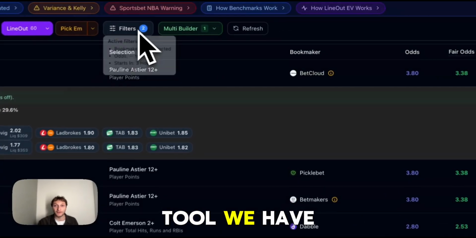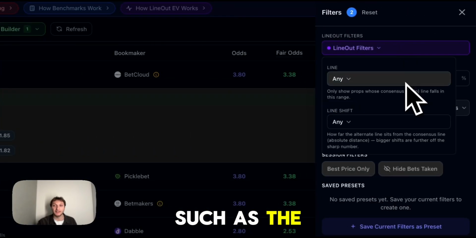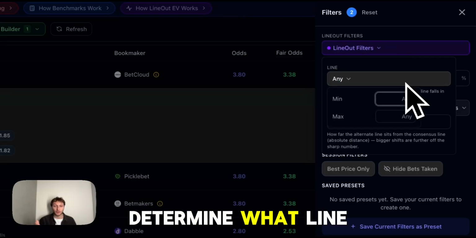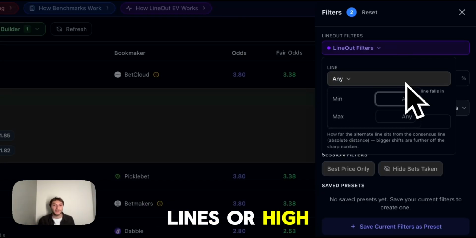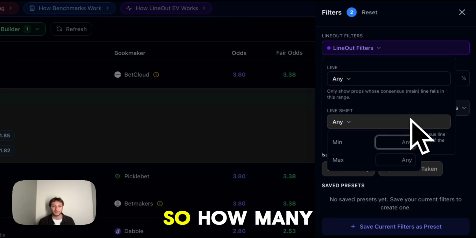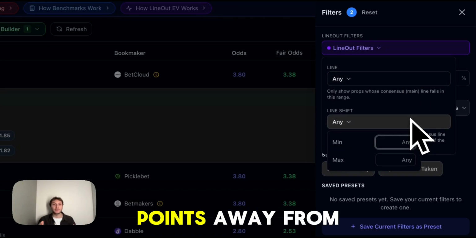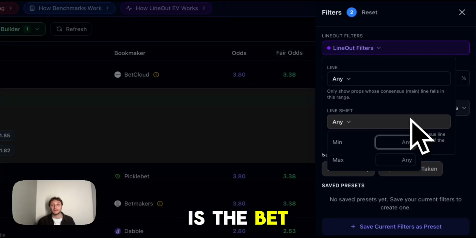Now for this tool, we have some custom filters such as the line, which is where you can determine what line you want to be looking at. If you want to look at low lines or high lines or a specific area, you can target that. And then you can also look at line shift, so how many points away from the consensus is the bet.